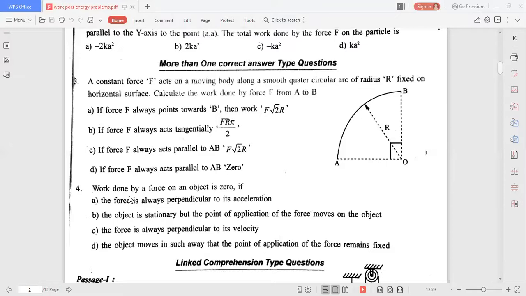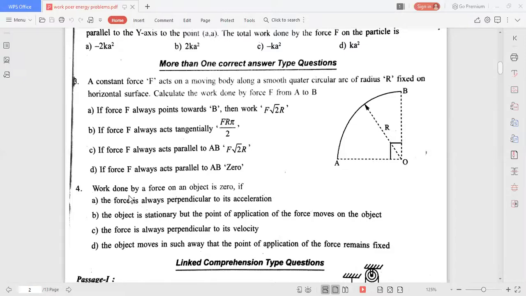Next, the object is stationary, but the point of application of force moves on the object. Whenever the point of application of the force displaces, definitely work is done. Already I said in the definition of work done only. When is work said to be done by the force? Whenever the point of application of the force displaces along the direction of the applied force, then work is done. Already I said. So that is also not correct. The work done is there here. No, zero work is not correct.